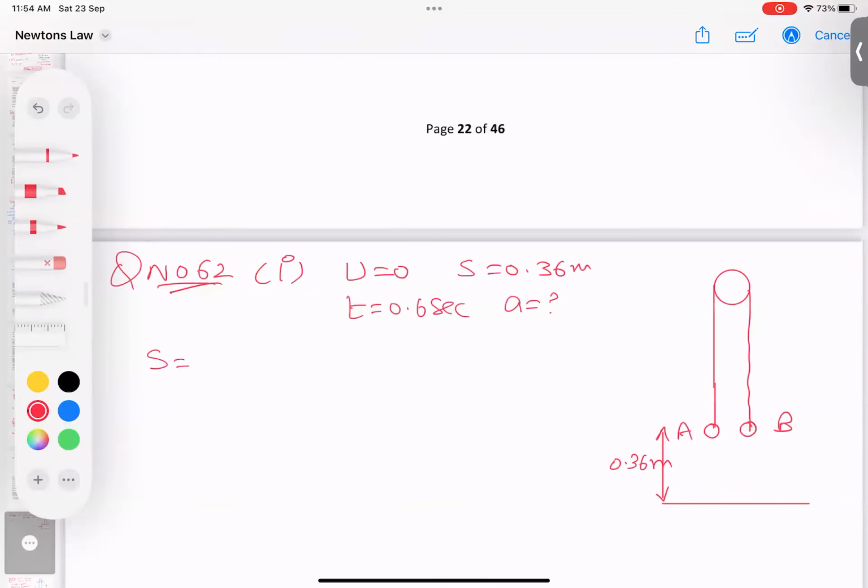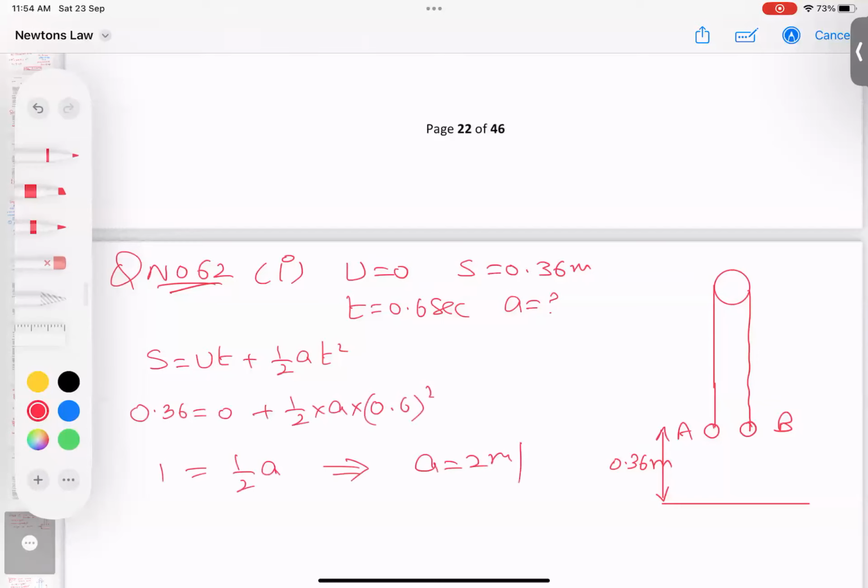The formula is s equals ut plus half at squared. s is 0.36 meters, u is 0 given by him, and half a times 0.6 squared. When 0.6 squared is 0.36, it goes down and this cancels out. I get 1 equals half a, and finally I get acceleration is 2 meters per second squared. So the first part is done.